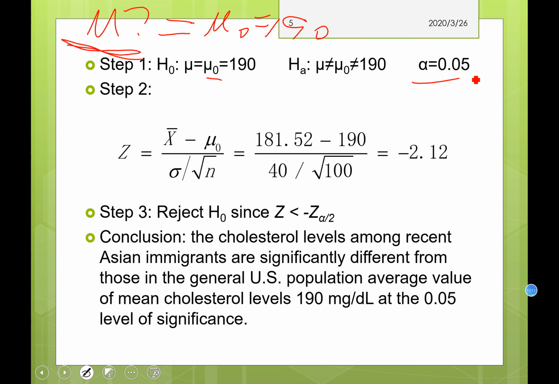And don't forget the very important number, alpha, the significance level alpha. Alpha is 0.05. That is the most commonly used number in statistical inference. So this is step 1.